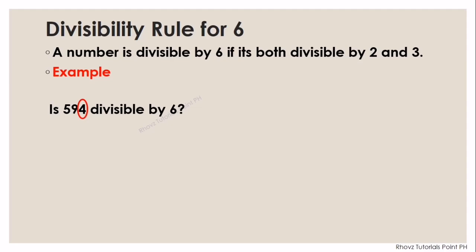Next, let's check if it is divisible by 3. So, sa divisibility rule for 3, i-add natin yung numbers. So, 5 plus 9 plus 4. So, 5 plus 9 is 14, plus 4 is 18. So, 18 is divisible by 3, kasi 18 divided by 3 equals 6. Therefore, 594 is divisible by 6.